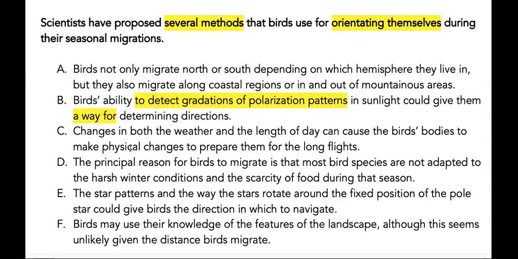Not really. It's like they're getting ready, but it doesn't say how they get to their destination, how they orient themselves, how they know direction. So I'm going to skip this one for now. It doesn't seem like a method.